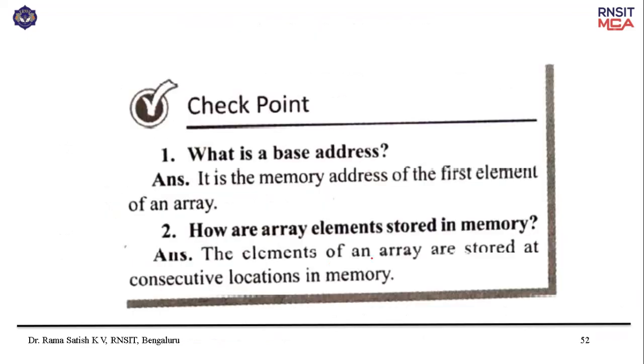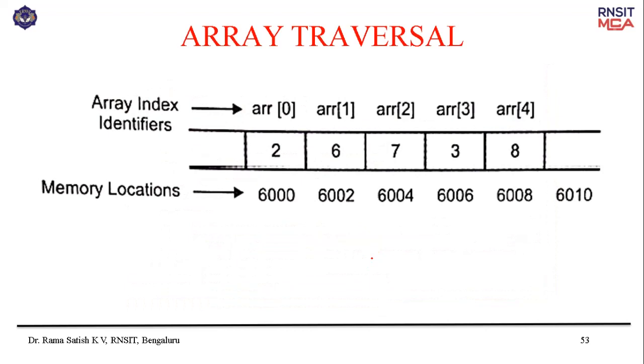Before we move on, let us look into a checkpoint. What is a base address? Base address is the memory address of the first element of the array. And how are the array elements stored in memory? The elements of the array are stored at consecutive locations in the memory. These are the two points that you should understand.